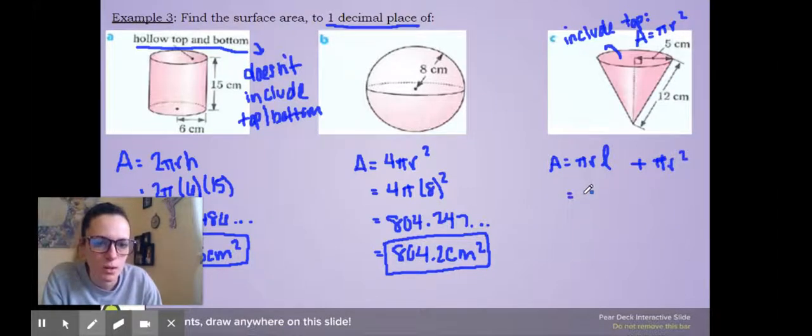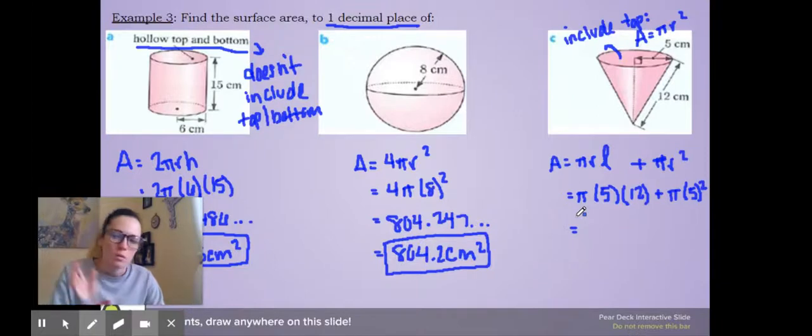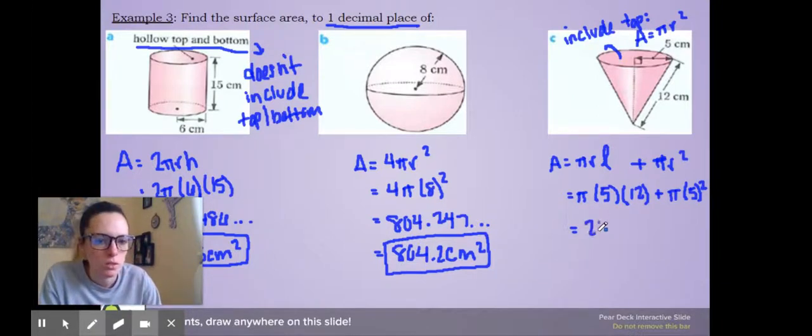And then sub in what I know. I'm going to keep my pi's in there. My radius is 5, my slant length is 12, plus pi times my radius of 5 squared. We can do all of that in one swipe in our calculator, and we will get 267.035, etc. So correct to the nearest tenth, 267.0 centimeters squared.